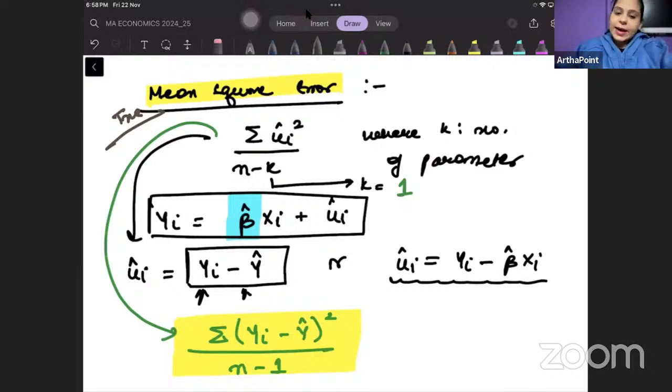You can call it like that. Absolutely. MSE is variance of sample error. Definitely. Mean square error is that. Yes.